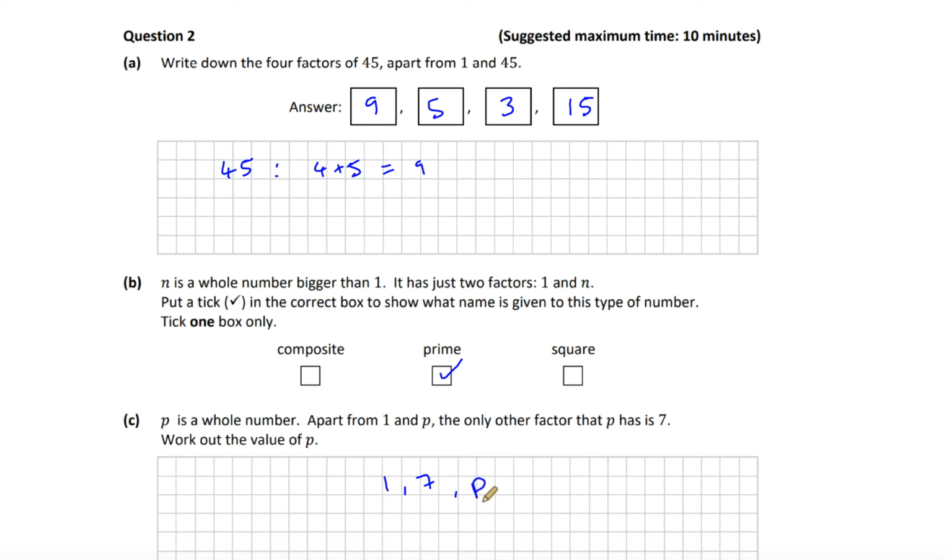Well, normally you see factors occur in pairs, as they do up here, 9 5's, 3 15's, and 1 by 45. So the only time you would get 3 factors is if one of the factors is repeated. So if 1 by 7 was a pair and 7 by itself, if the middle number here, 7, was multiplied by itself, 7 7's, that would be 49, which means this factor here, 1 times this one, would also give 49, meaning P is 49.